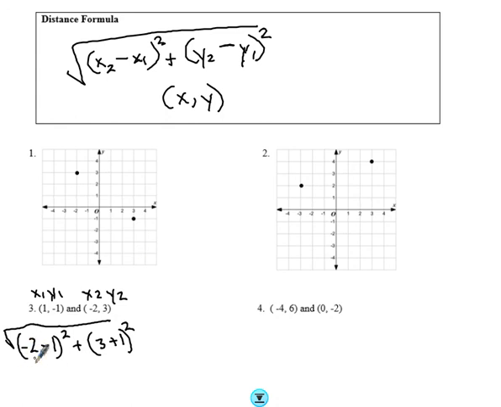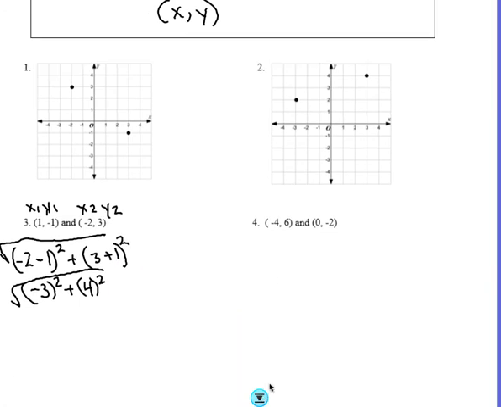So now we simplify. Negative 2 minus 1 is negative 3 squared plus, and then this becomes 4 squared. Remember, that's all in a big square root. For negative 3 squared, you have to be careful with your calculator. Anytime you square a negative number, negative 3 times negative 3 is positive 9. So anytime you square a negative, it's always going to be a positive number.